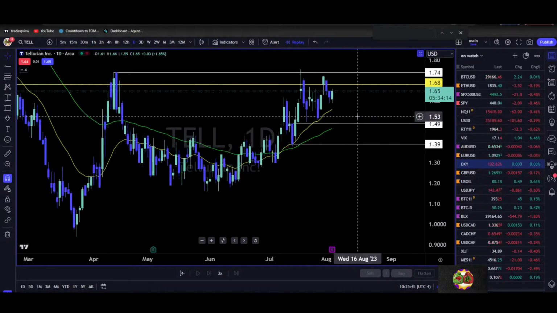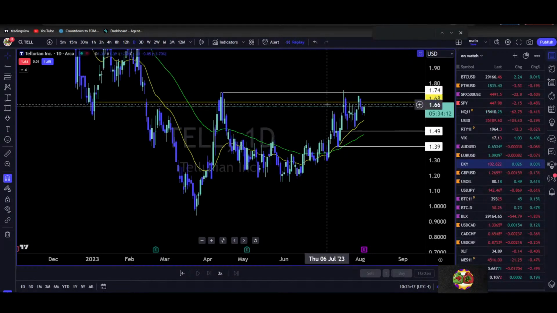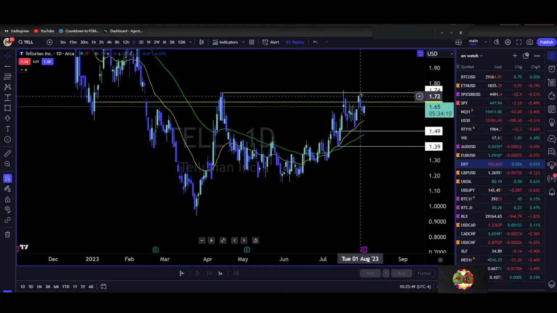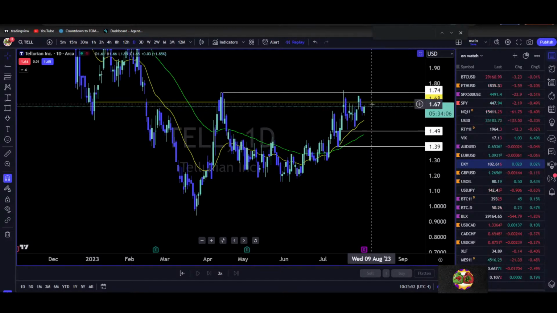Yeah, it looks like it is trying to. The yearly opening range here, not looking so good. As soon as you closed above it, you got rejected. So just be careful. Would I buy it now? Absolutely not. No way.